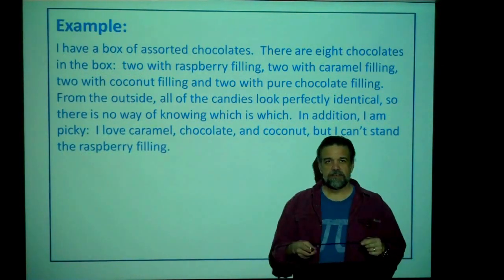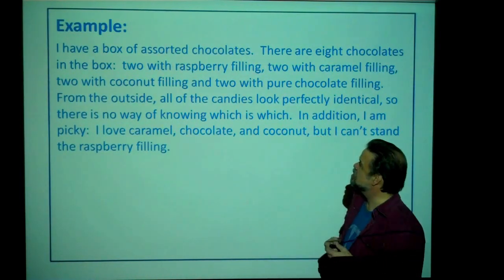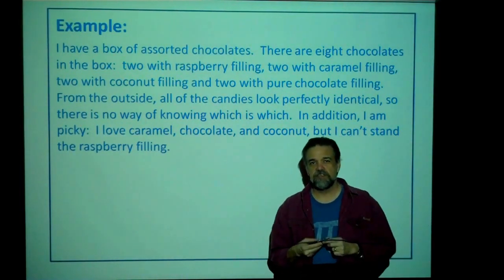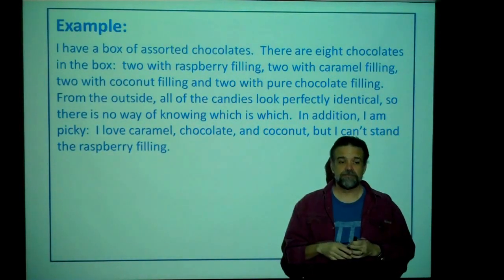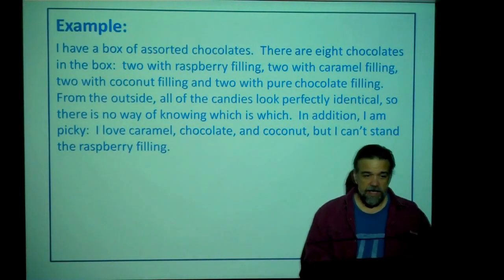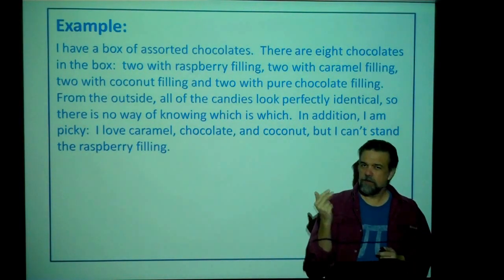Let's look at a nice example. Let's look at the example of chocolates. Okay, I've got a box of chocolates here. The chocolates have 4 different fillings, 2 each. There's 8 chocolates in a box. And the fillings are raspberry, caramel, coconut, and pure chocolate.